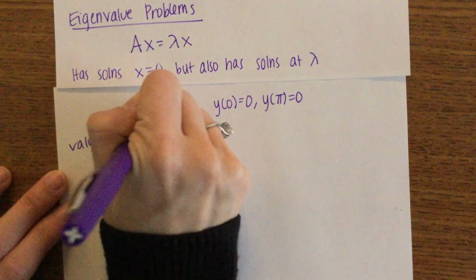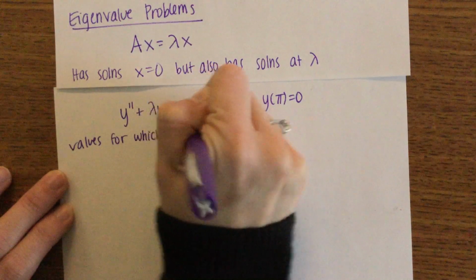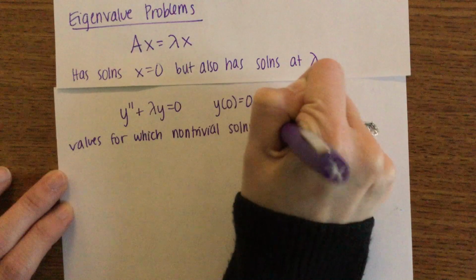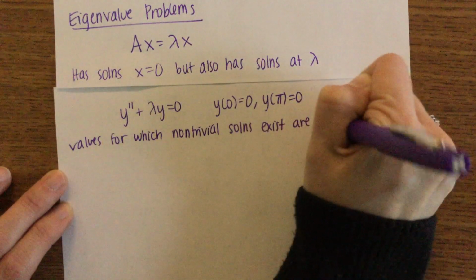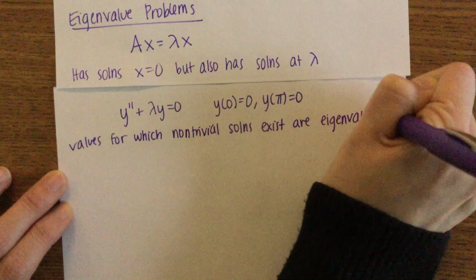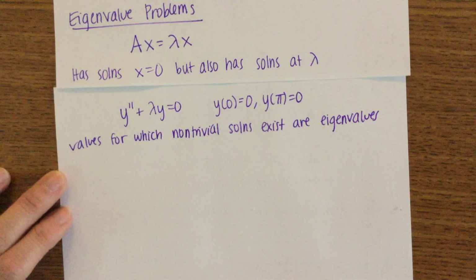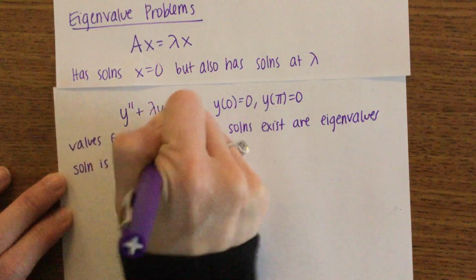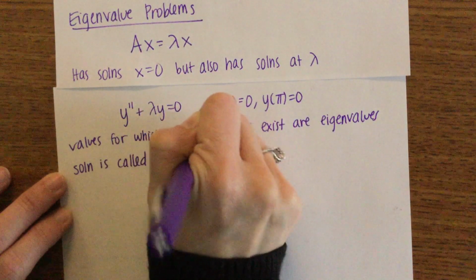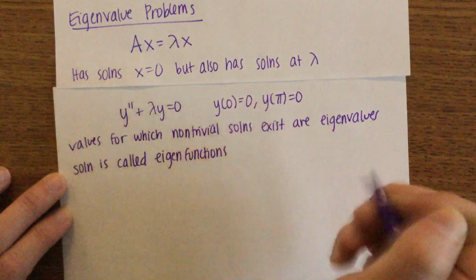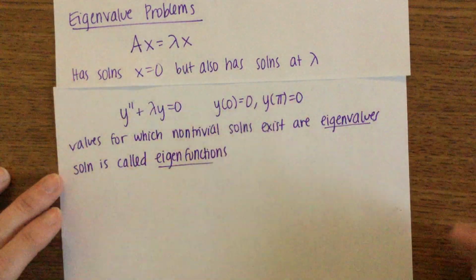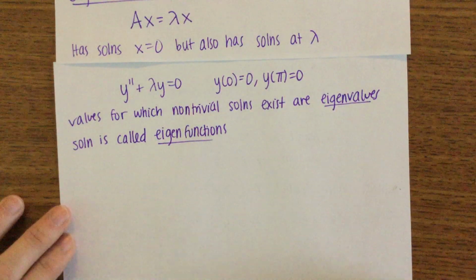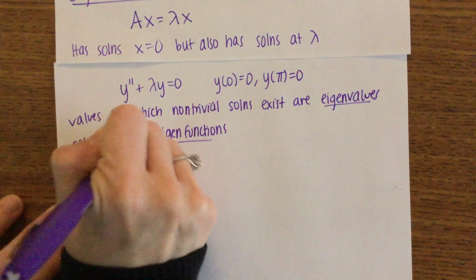So the values for which non-trivial solutions exist are the eigenvalues. So we're going to find the eigenvalues for which there are non-trivial solutions. The actual solution then is called the eigenfunction. There are 3 different cases that we need to consider.